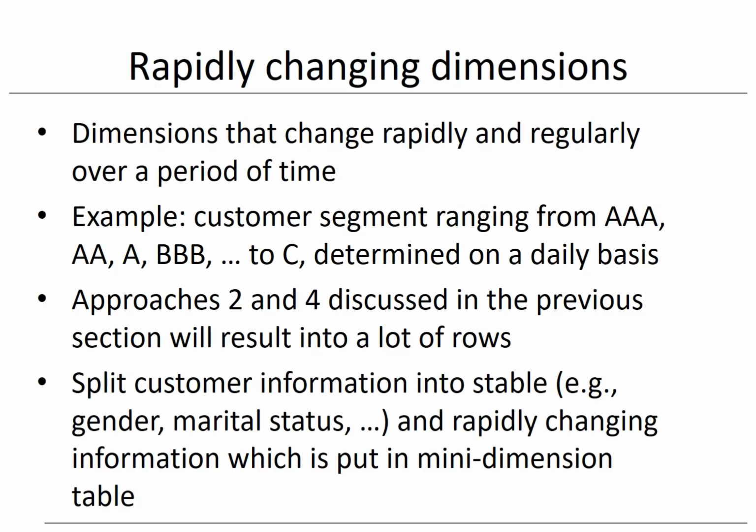A rapidly changing dimension is a dimension that changes rapidly and regularly over a period of time. Let's now say that a customer status gets updated on a weekly rather than yearly basis based upon how much he or she purchased. Suppose we would like to keep the entire history of changes, then both approaches 2 and 4 discussed in the previous section will result into a lot of rows being added to the dimension table, either customer or customer history, which may seriously hamper the performance.